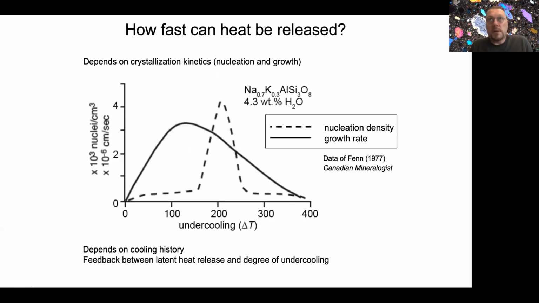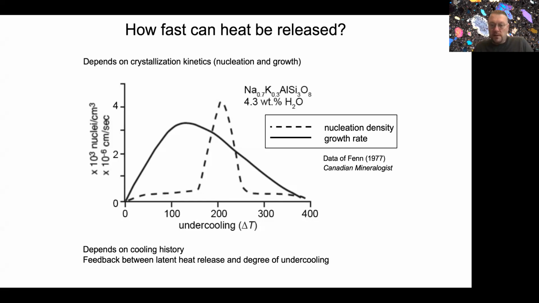Okay, we know that crystallization releases latent heat. Just as you have to put heat in to go from solid to liquid, the enthalpy of fusion, that is then released on crystallization. So one question is, how fast can that heat be released? And that depends on the kinetics of crystallization. So crystallization requires both nucleation and then growth.